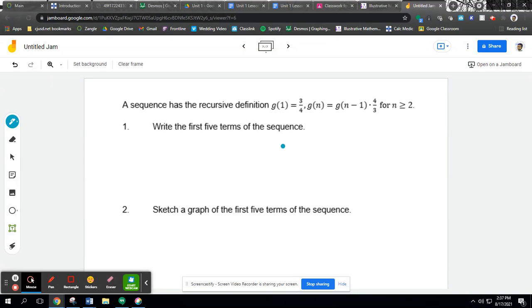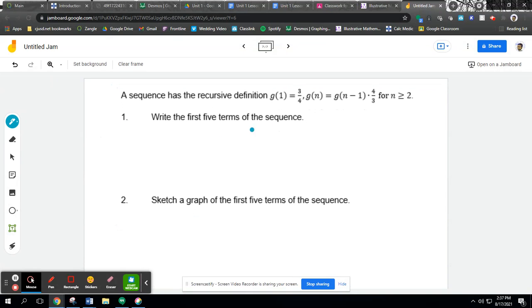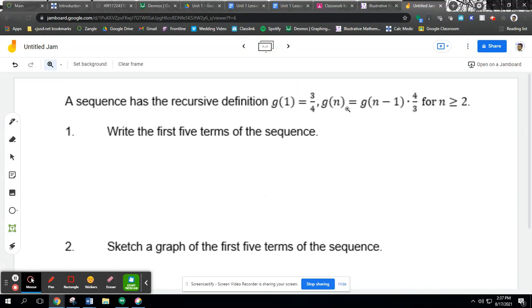Problem says the sequence has the recursive definition g of 1 equals 3/4, g of n equals g of n minus 1 times 4/3 for n is greater than or equal to 2. First we want to write the first 5 terms of the sequence and then we'll sketch a graph of the first 5 terms of the sequence. Alright, so let's look at what this definition is telling us up here.